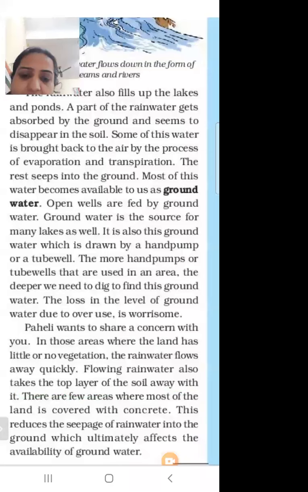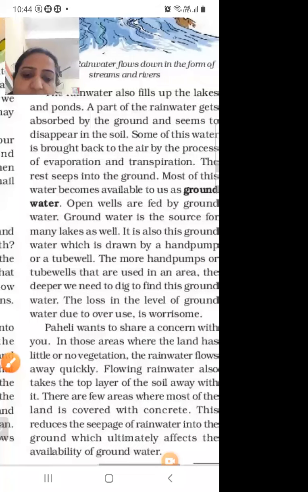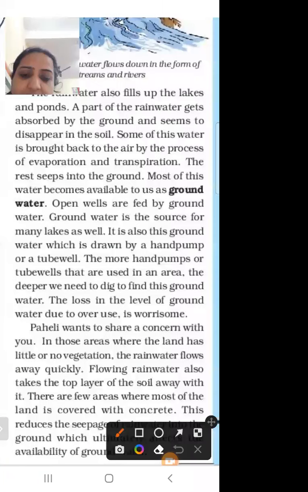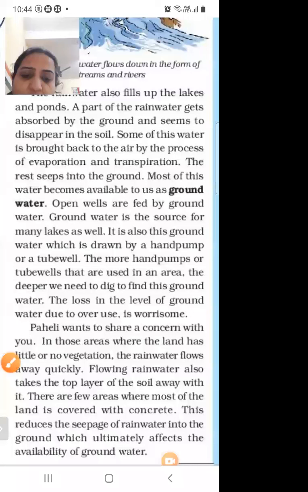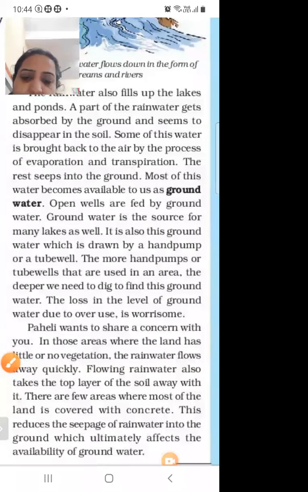So there are few areas where most of the land is covered with concrete. कुछ लैंड हमारी क्या है? बिल्कुल कॉन्क्रीट पत्थर है, वहां पे ईंटें हैं, most of the land is covered with concrete. So these will reduce the seepage of rainwater into the ground, which ultimately affects the availability of groundwater.